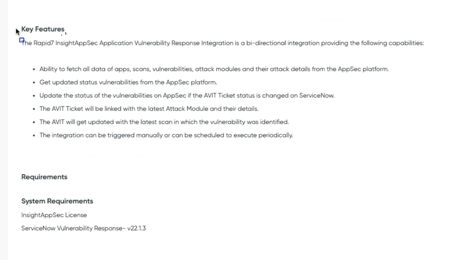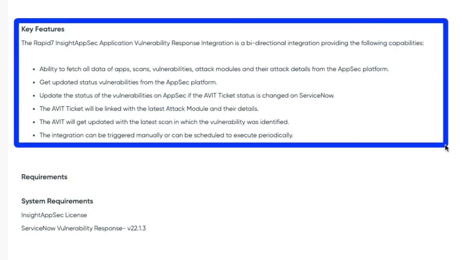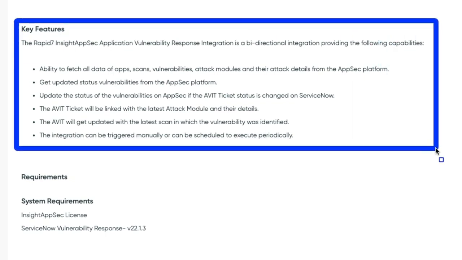The Rapid7 InsightAppSec application vulnerability response integration is a bi-directional integration providing the following capabilities: ability to fetch all data of apps, scans, vulnerabilities, attack modules, and their attack details from the AppSec platform, get updated status of vulnerabilities from the AppSec platform, update the status of the vulnerabilities on AppSec if the AVIT ticket status is changed on ServiceNow.